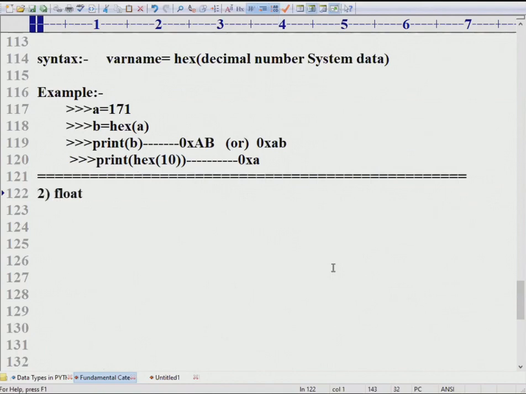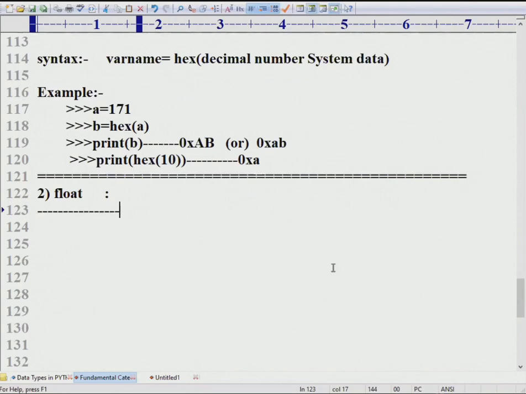Fundamental data types. Fundamental data types allow us to store what value? A single value. So which types of single value representation did we learn so far? The int data type: int with the decimal number system, int with octal, int with binary, int with hexadecimal, and their conversions also. Okay guys? Shall I go to float?